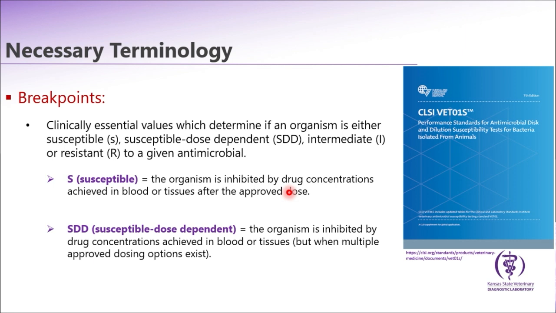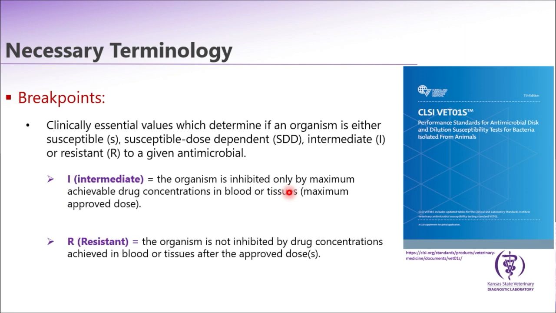It's a very similar definition to susceptible, except here we have multiple approved doses available to us, and this becomes particularly important for concentration dependent antibiotics, right? When we increase the dose of the antibiotic, the serum concentration or the target tissue concentration of this antibiotic increases, and based upon that we determine if the organism will be susceptible or not.